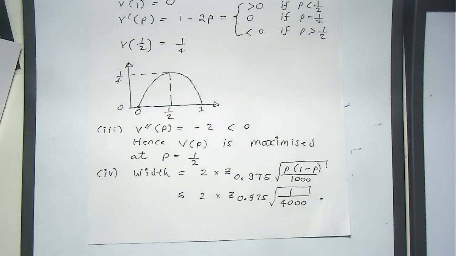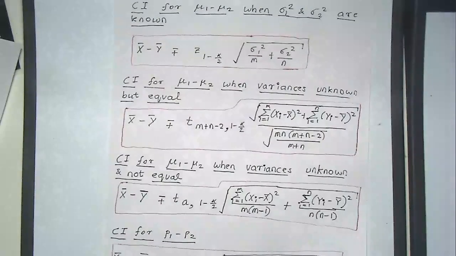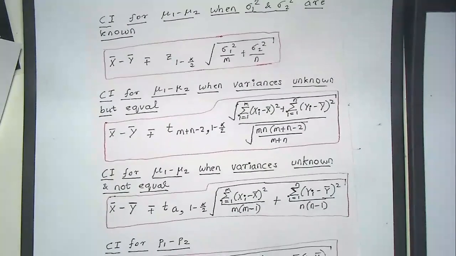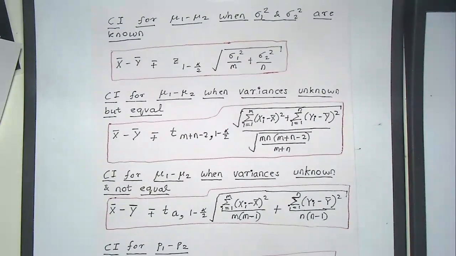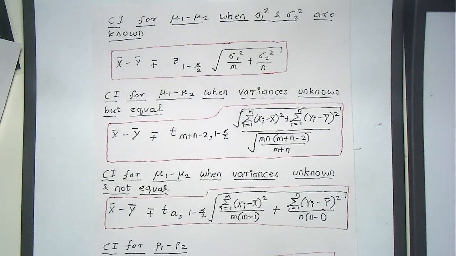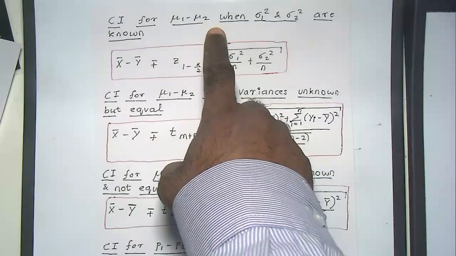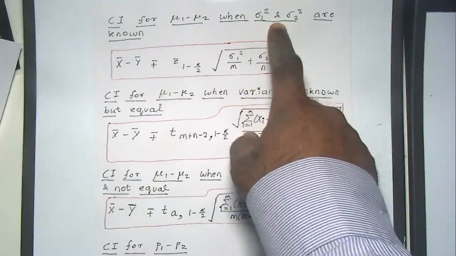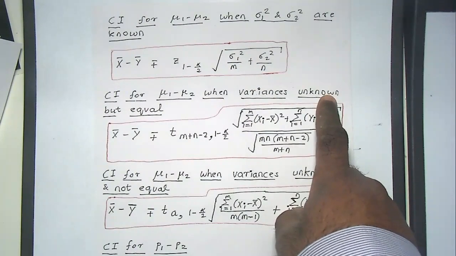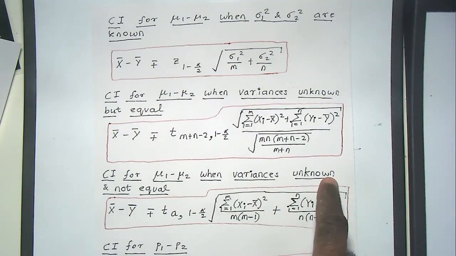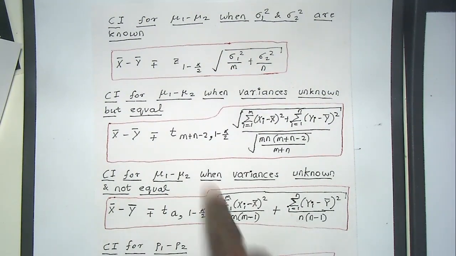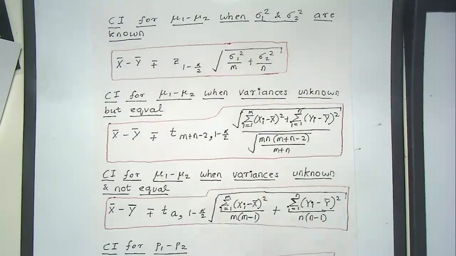To do question 2, you will need these formulas. You remember these? This is a summary of formulas from last week: the difference in population means when the variances are known, when the variances are unknown but equal, and when the variances are unknown and not equal. So you need to use one, or at least some, of these three formulas to do question 2.